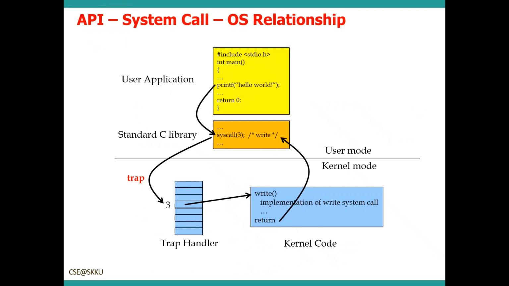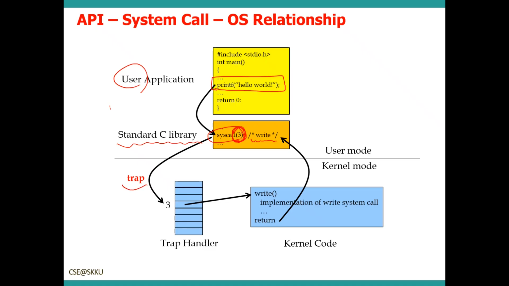So this figure explains the system call mechanism. For example, here the user application calls the standard API to print out some message. This printf is actually implemented in the standard C library. So this library will generate the system call. It will specify some system call number for the write operation to the console device.